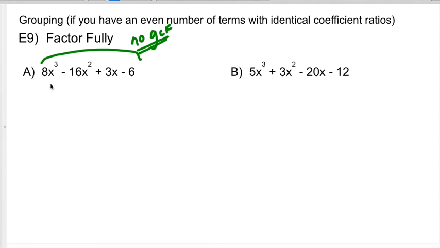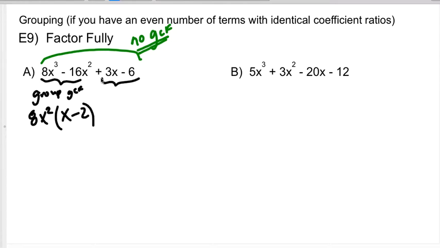So then they awkwardly cling to the person next to them. These two say, oh, let's hang, I'm sure we can find something in common, and these two do the same thing. So we're going to find a group GCF in each of these groups, right? So in this first group, I could take out an 8x squared, and if I did that, I'd be left with an x minus 2, right?